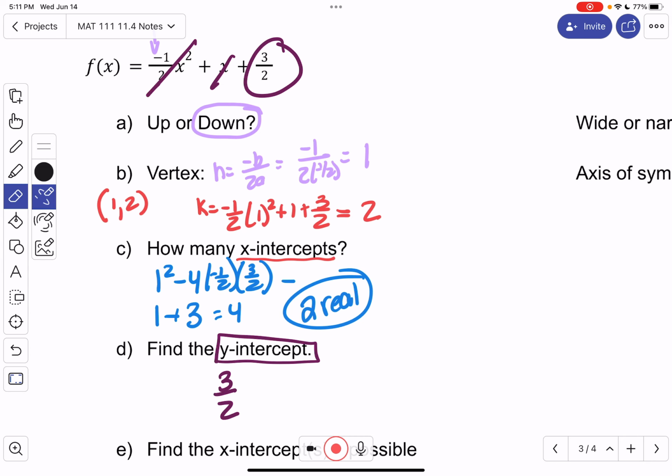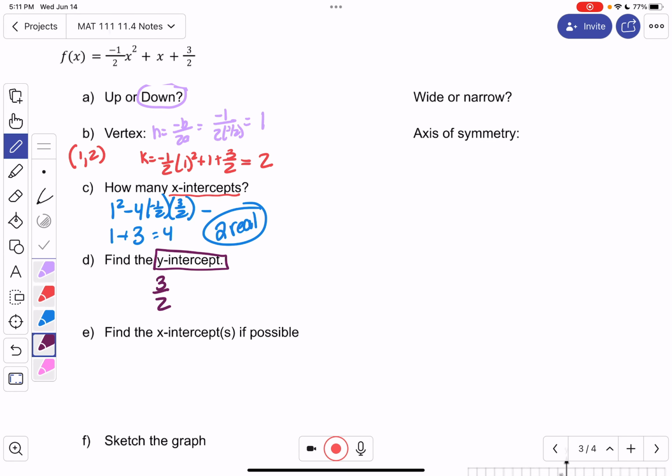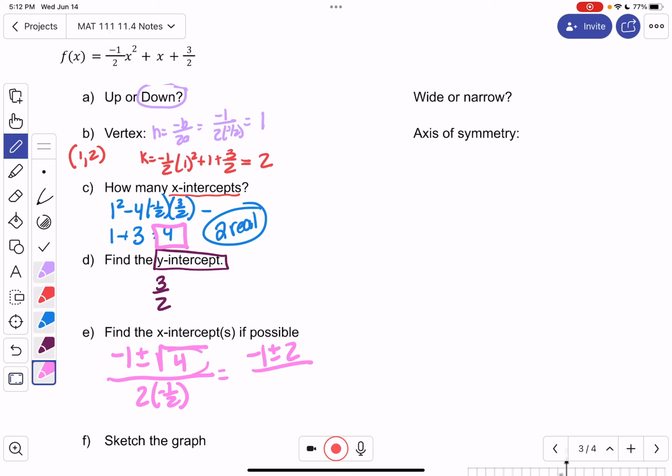Then find the x-intercepts. So now we're going to solve. Now we're going to do the quadratic formula, but I'm going to show you a trick. So negative b plus or minus... we already did the b squared minus 4ac up here when we did the discriminant, so we don't have to do that again. And then over 2a. Well, the square root of 4 is 2. 2 times negative 1/2 is negative 1. So negative 1 plus 2 is 1, divided by negative 1 is negative 1. And then negative 1 minus 2 is negative 3, divided by negative 1 is 3. So those are our x-intercepts.